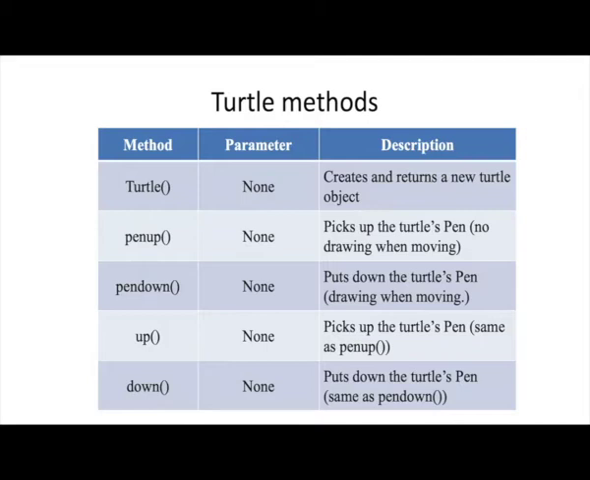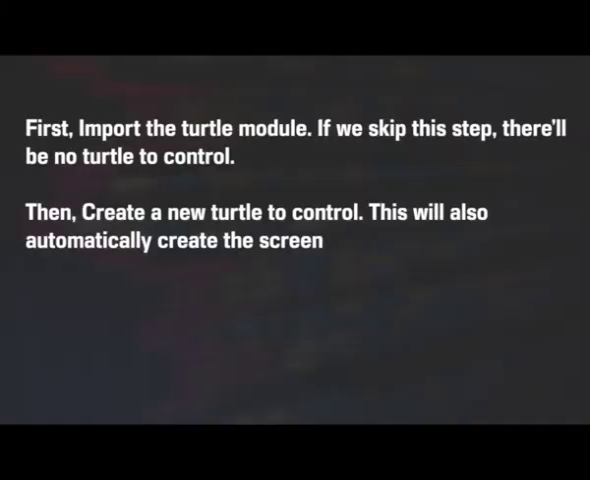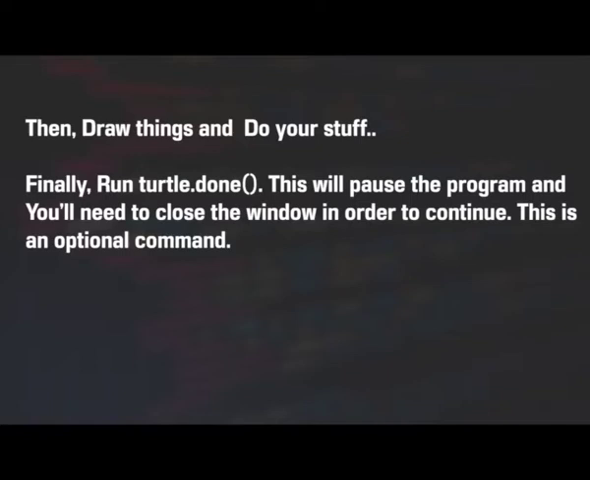Let us see an example for penup and pendown in script mode. In script mode, follow these steps in order to use the turtle module. First, import the turtle module. If we skip this step, there will be no turtle to control. Then, create a new turtle to control. This will automatically create the screen. Then, draw things and do your stuff. Finally, run turtle.done. This will pause the program and you will need to close the window in order to continue. This is an optional command.